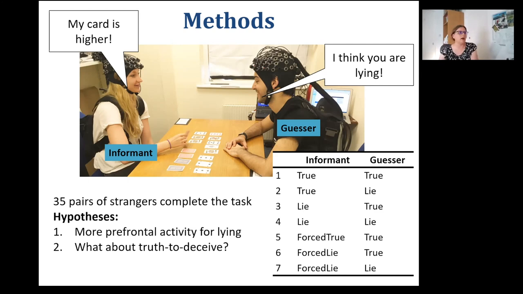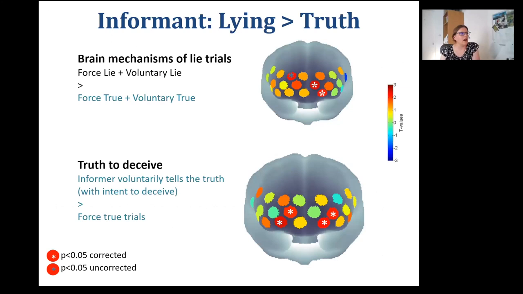We had 35 pairs of participants do this task. And we're asking, is there prefrontal cortex activation when you're lying? Is there activation, for example, if you're telling the truth, but with the intent to deceive the other person? So is this about your intent to tell a lie, or is it about whether you're actually saying the word that's on the card or not? And I'll just show a couple of the contrasts here.